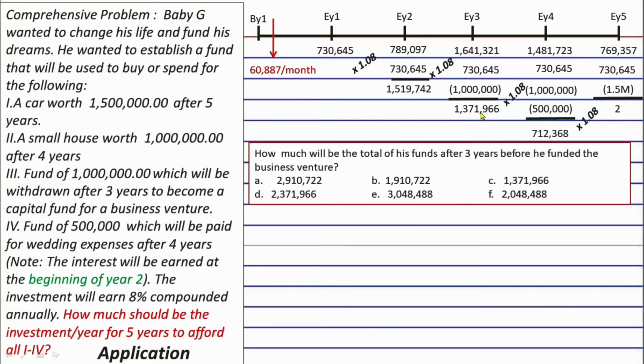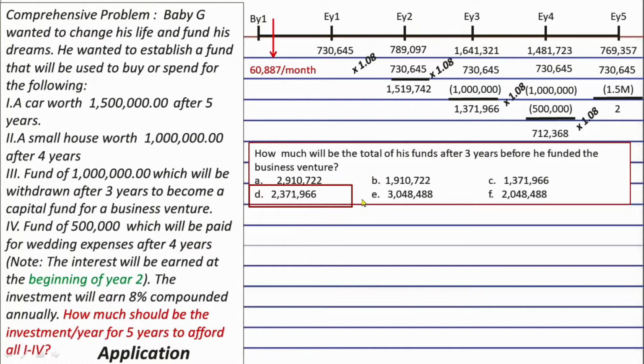So what do we do? Of course, you need to add back the 1 million. And we will have 2,371,966, which is this letter D. Okay? Now, that became easy and possible because we completed the timeline, right?